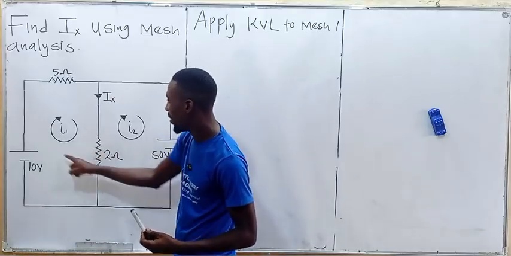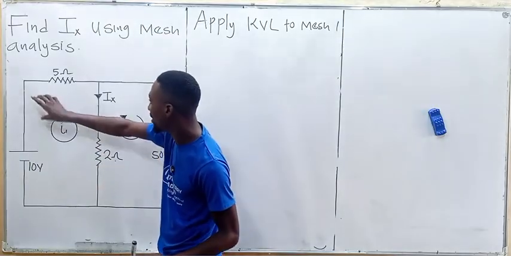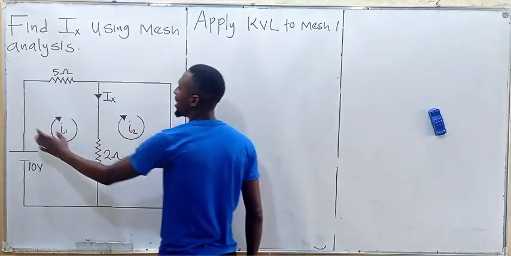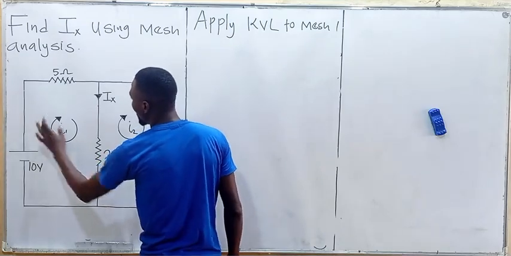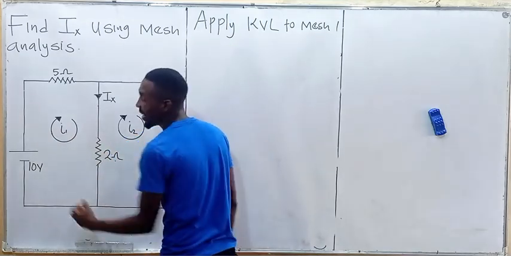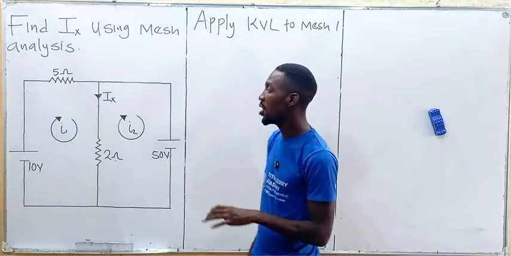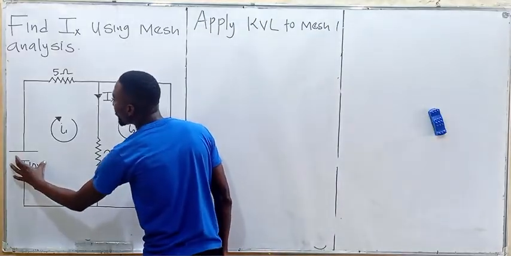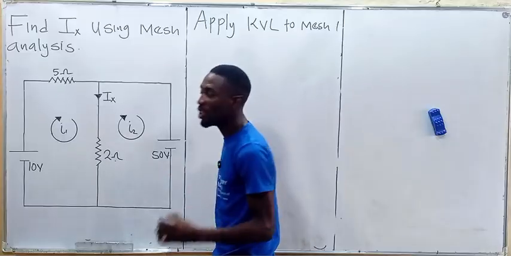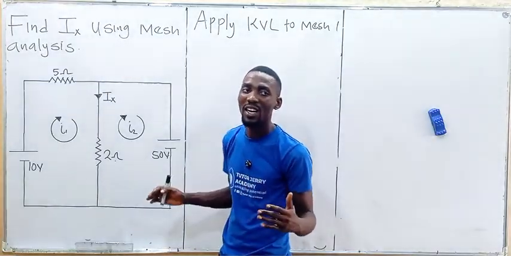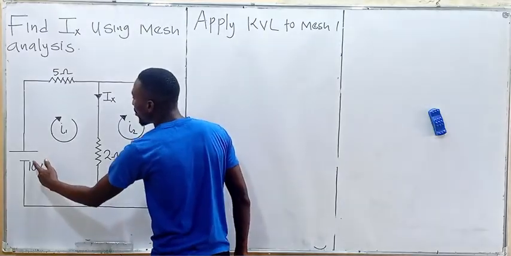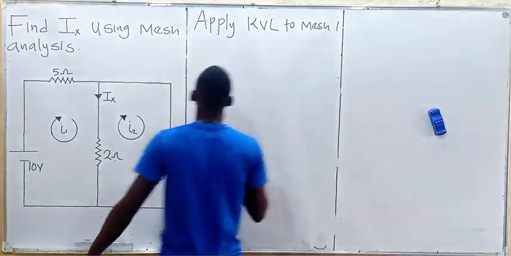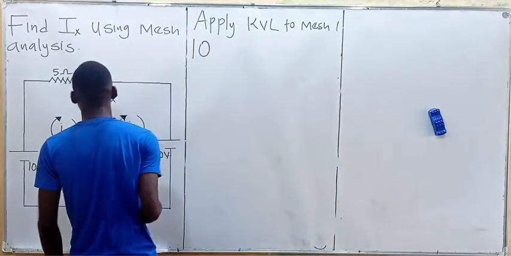So the current in this mesh is flowing in this direction, and the direction of that current and our direction are going in the same direction. I also explained in the introduction of our class on Kirchhoff theorems that anytime we have a voltage source in this form, the shorter arm is negative while the longer arm is positive. So we are moving from negative to positive. That is voltage gain, so our voltage here is going to be positive, that is 10 volts.